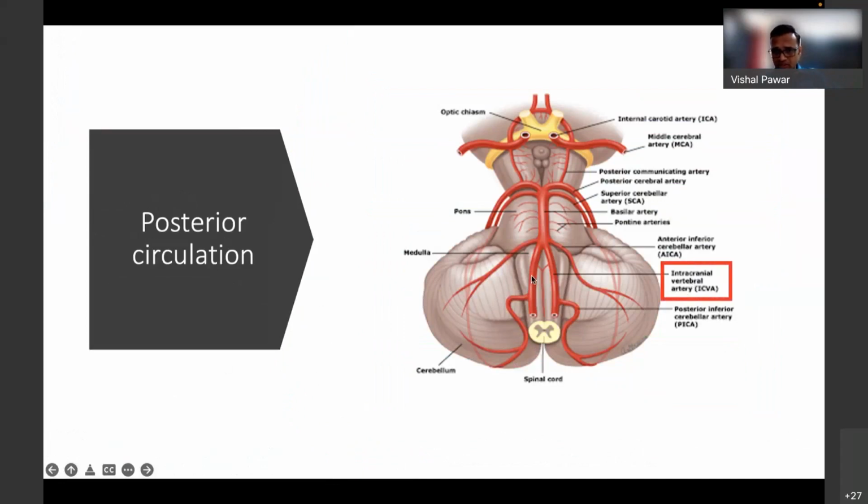The two vertebral arteries join together to form the basilar artery, and there are branches coming from it. Posterior inferior cerebellar artery is a branch from the vertebral artery, and anterior inferior cerebellar artery from the basilar artery. And there are circumferential branches from the basilar artery, that is short circumferential and long circumferential branches which supply the pons and the brainstem structures. And there is the superior cerebellar artery which is very important, which supplies the midbrain.